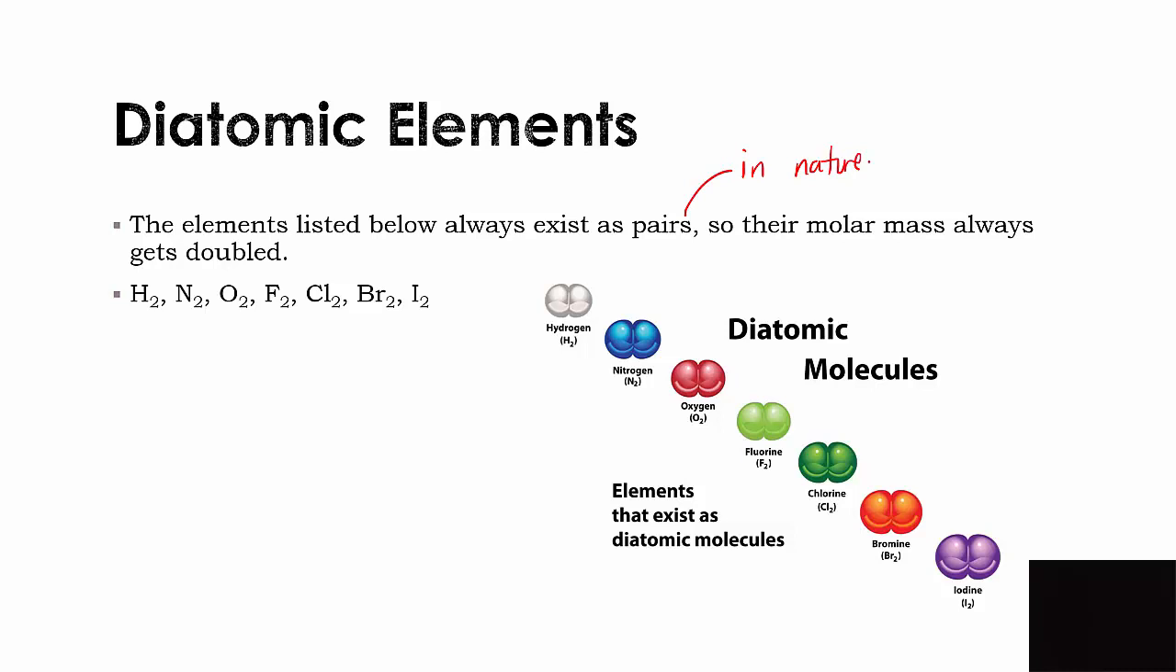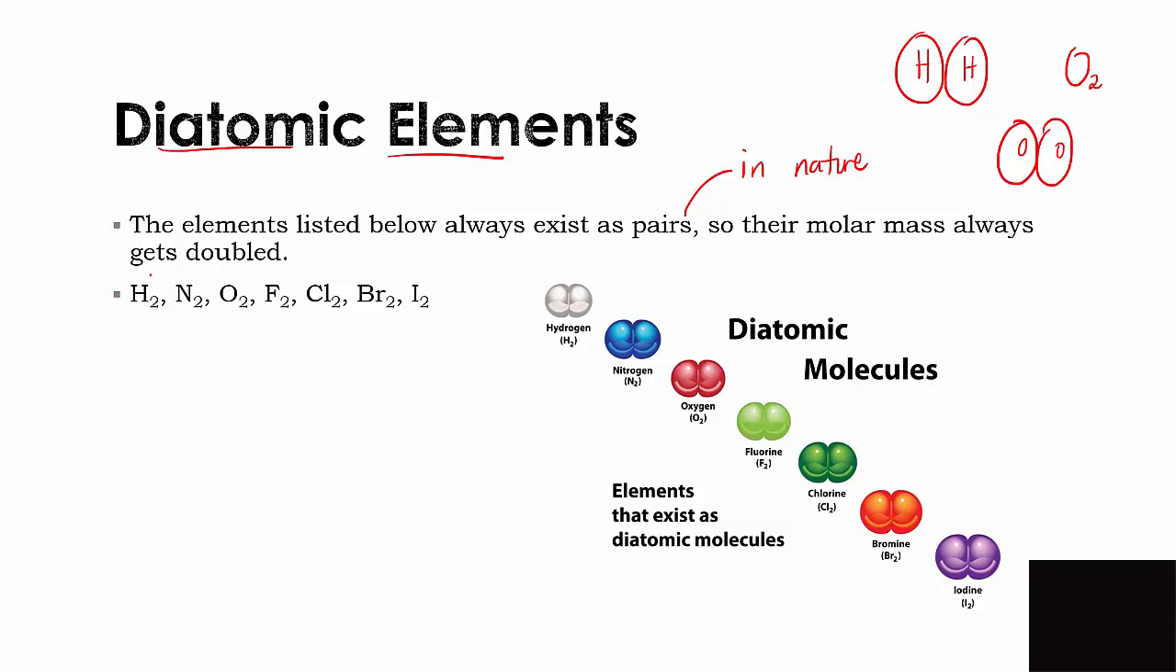So out there in the real world, these elements always exist as pairs. You would never find hydrogen all by itself. It would always pair up with another hydrogen. Same thing with oxygen. Oxygen would always pair up with another oxygen, and it would be double. And that's why in biology you always wrote oxygen as O2. There was a reason.